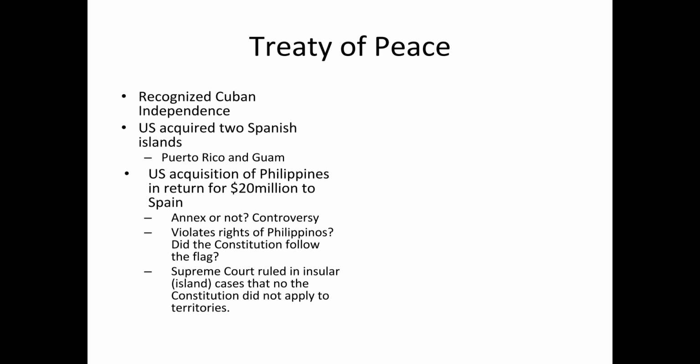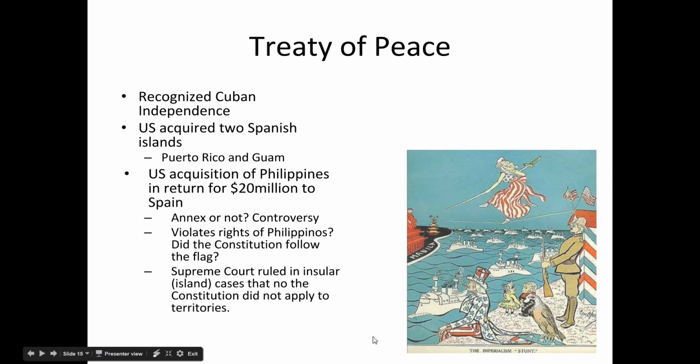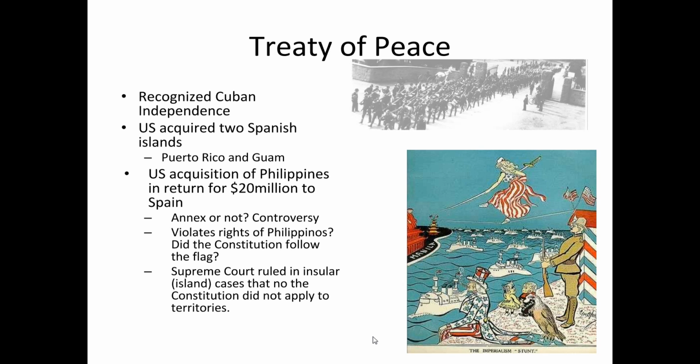The Supreme Court actually rules, this makes it to the Supreme Court, that in insular or island cases related to islands, the Constitution does not apply to territories. So the Constitution did not apply to Cuba, it did not apply to Puerto Rico, it did not apply to Guam, and it did not apply to the Philippines in this insular case, which meant we could essentially do whatever we wanted as long as it was an island.